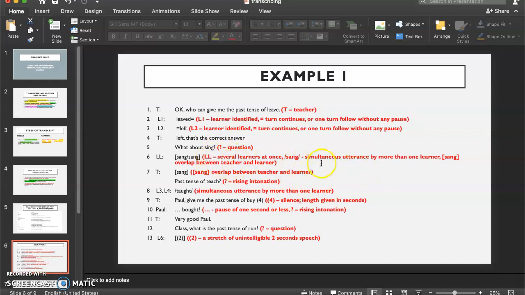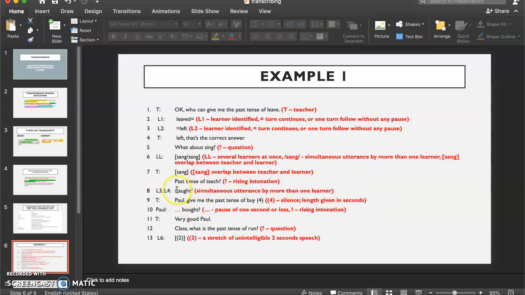LL here shows simultaneous utterance by more than one learner, and then you can see the brackets there to show there's overlap between teacher and learner, and you have to highlight that this overlap happens in both situations. So here you have to have the brackets, and you also need brackets here, because there is simultaneous speech, or overlap, between teacher and learner; both say the word sang at the same time. All right. So the question mark here again, it's not a question, but it's a rising intonation.